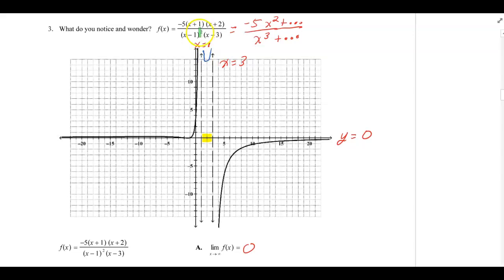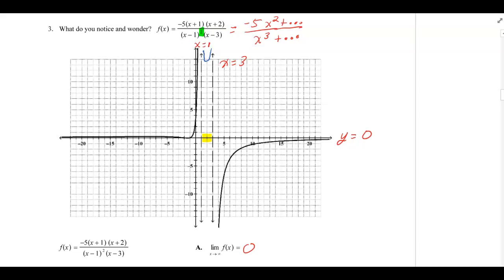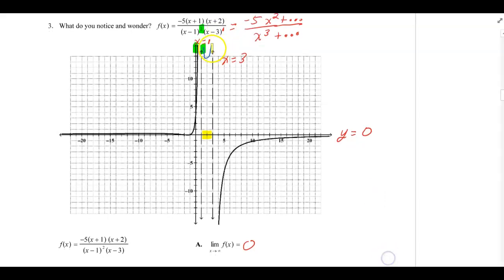The exponent is a 2 there on the factor x minus 1. That means around x equals 1, the graph is in the same direction, so they're both up. Then for the factor x minus 3, the exponent is 1, and notice on one side the graph is up, and on the other side the graph is down.